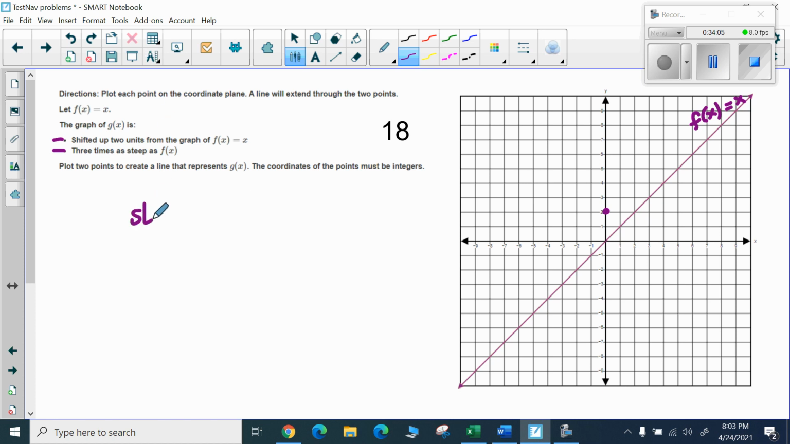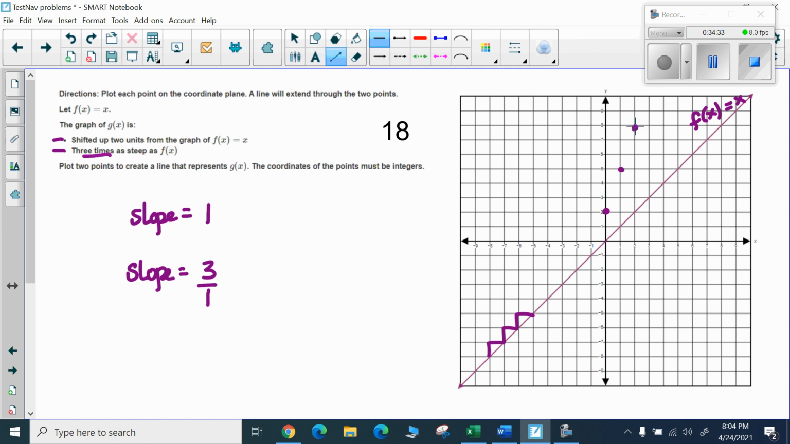So remember, the slope of this line is 1, right? Up 1 over 1, up 1 over 1, up 1 over 1. So the slope of this line is 1. If this slope is 3 times that, then our slope would have to be 3. That means up 3 over 1, up 3 over 1. And as soon as you put a second dot on there, it's going to make the line for you. And that's what they want you to do, is put 2 dots on and make the line. So this is what your graph should look like, something like this.